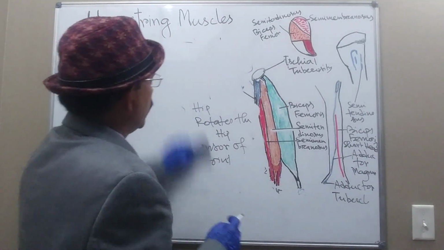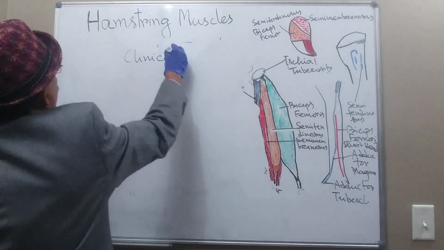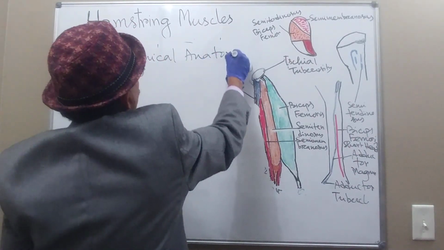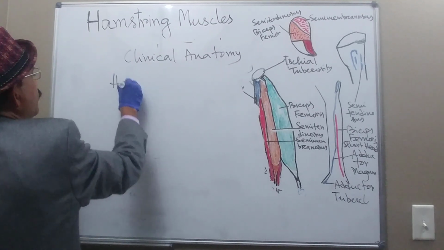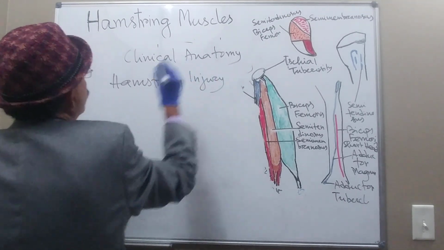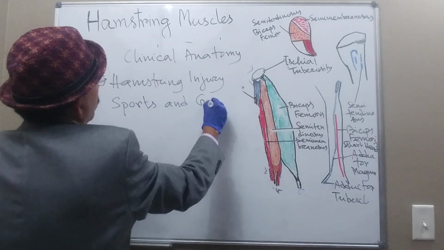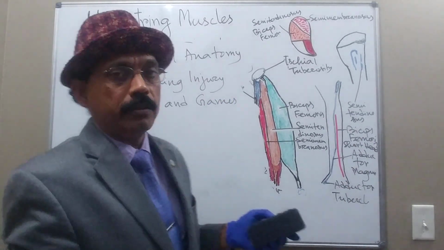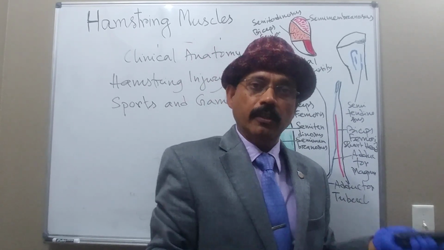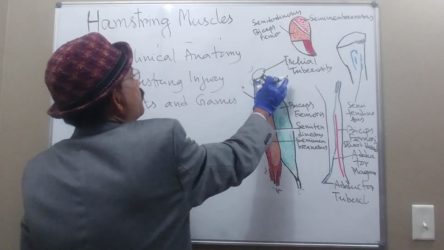Now we learn some clinical anatomy, that is important. The hamstring muscle is very much vulnerable to injury. There is hamstring injury due to any sports and games that use this muscle, like running, sprint, football, baseball, hockey, or even kickboxing. We may have damage, especially in the proximal part.